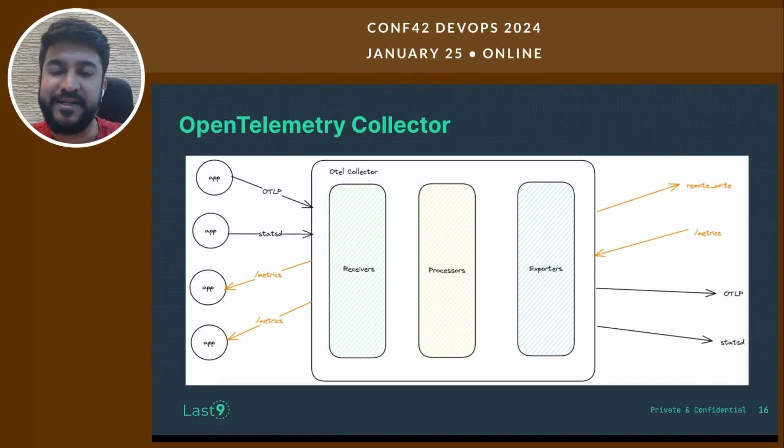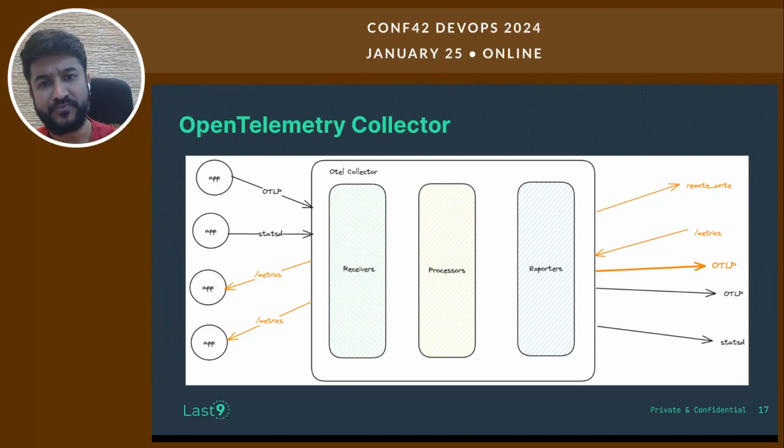And then of course it can remote write to a storage backend, or it also exposes a slash metrics endpoint. So you can have your own Prometheus which can scrape metrics from an otel collector. Otel collector can also push in OTLP format to other commercial storage backends as well.